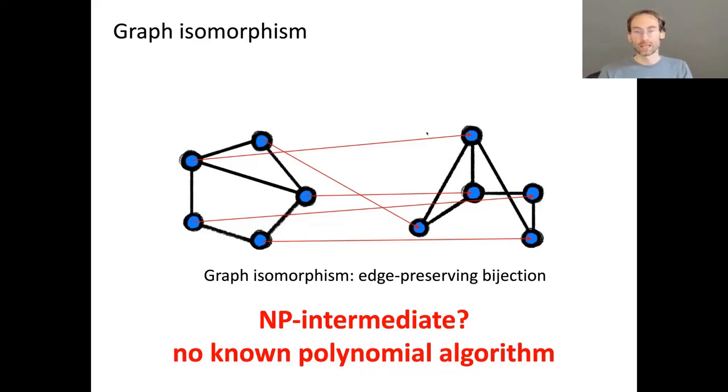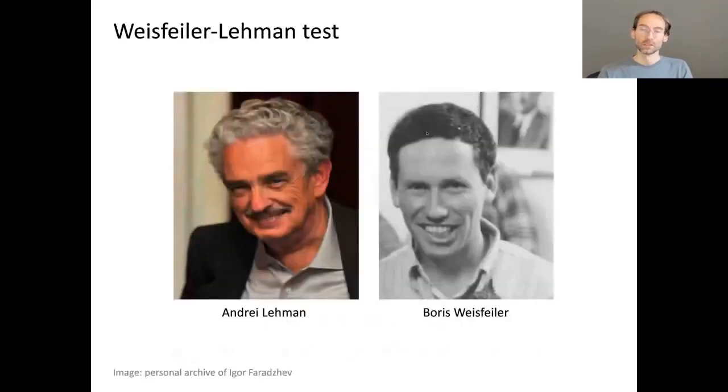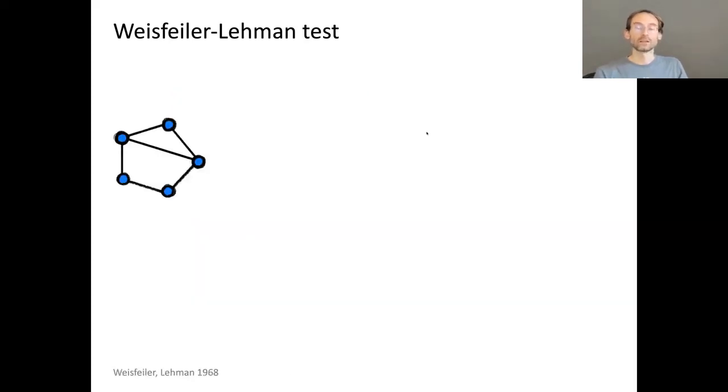Actually, the first attempt or the hope to have found a polynomial isomorphism test is due to Andrei Lehman and Boris Weisfeiler, two Soviet mathematicians that hoped that they had found a polynomial test algorithm. And it was actually disproved by a counterexample a year later. And what this WL test, as it is called, does, it does a kind of color refinement. By color, I mean a discrete label.